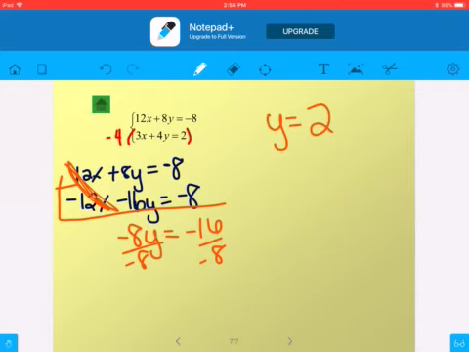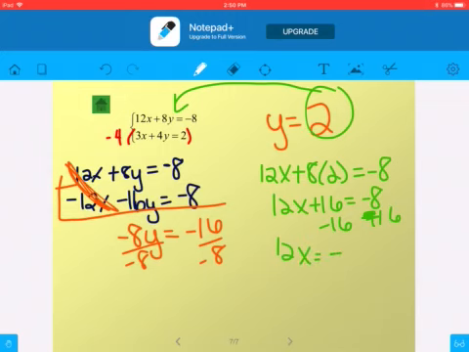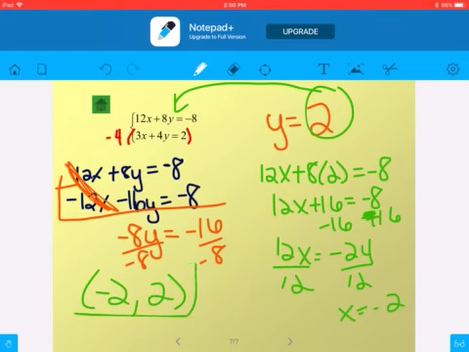Now I can take +2 and plug it into one of my equations. It doesn't matter which one. I'm just going to do the top one. So 12x plus 8 times 2 equals -8. So 12x plus 16 equals -8. Now I'm going to subtract 16. So 12x equals -24. Divide by 12, so I get that x equals -2. So my solution is (-2, 2).